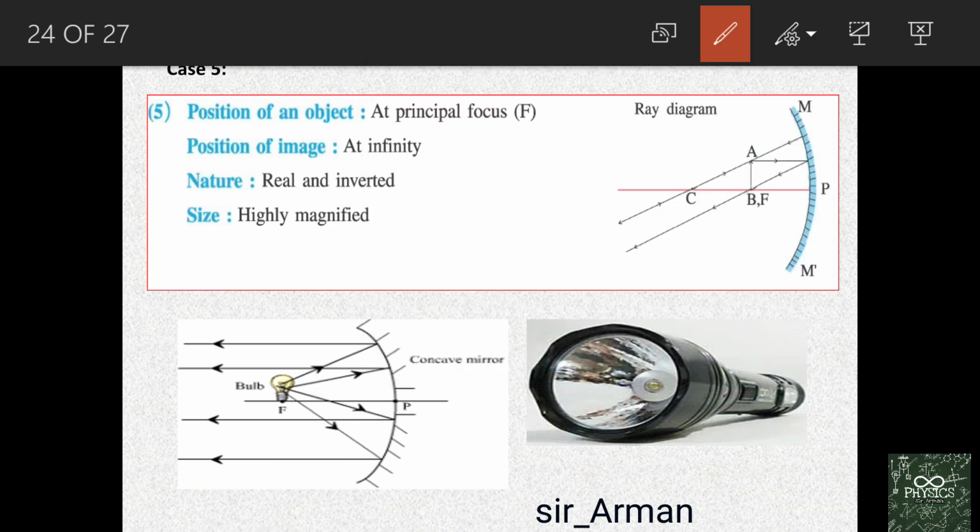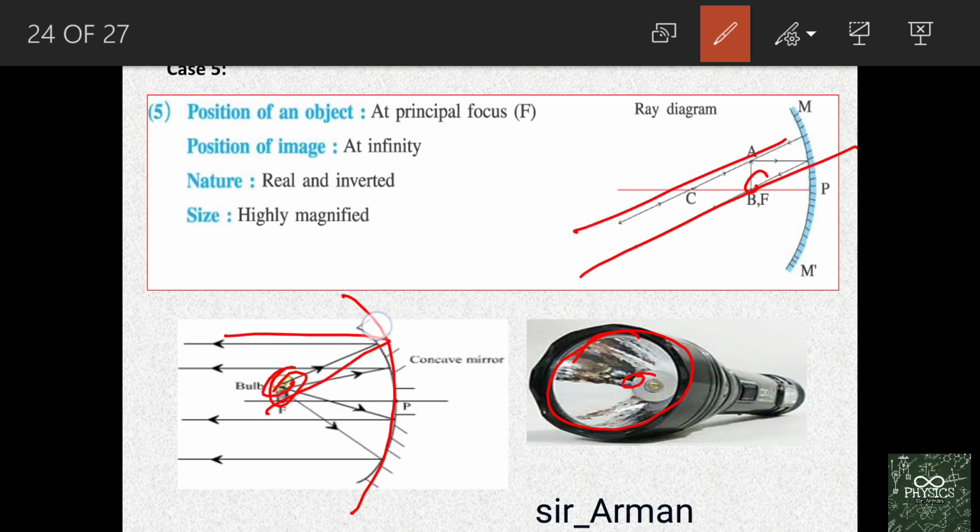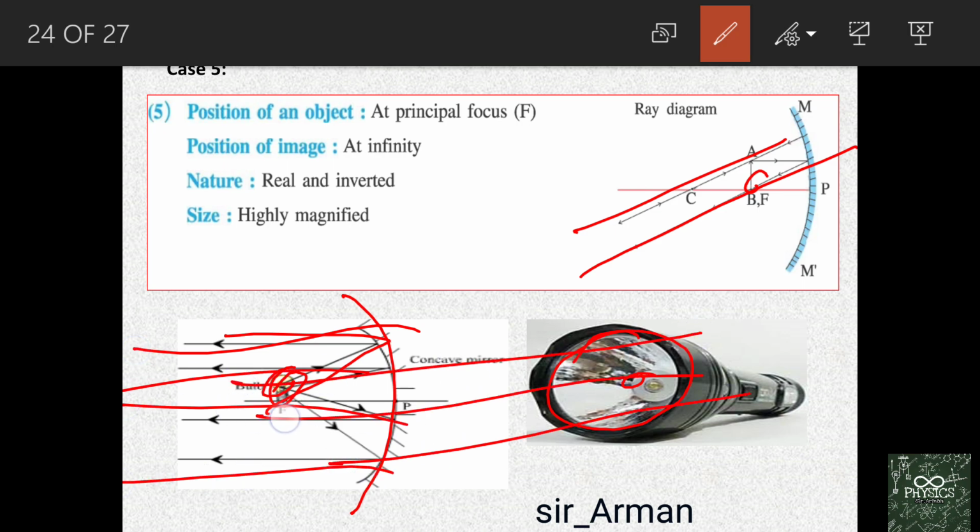This kind of situation is used in searchlights and in the headlights of cars. How is it used? You have seen in many serials like CID that they have a focusing torch, a searchlight. In that case there is a concave mirror inside the torch light. This is a concave surface, and in between there is a bulb. This bulb is placed at the focus, so the rays from the focus will go parallel. See here, the rays are going parallel to the principal axis, and you will observe a beam coming out from this torch.